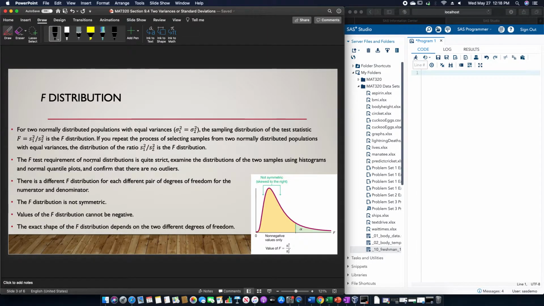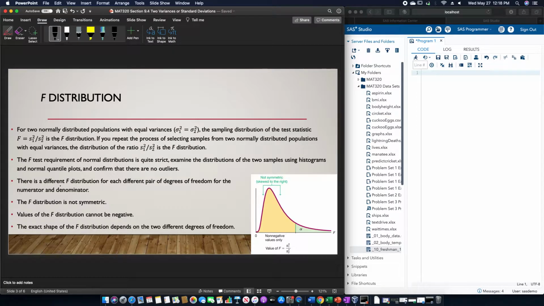The F-test requirement of normal distributions is quite strict. Examine the distributions of the two samples using histograms and normal quantile plots, and confirm that there are no outliers. Otherwise, it is heavily suggested not to use this, since it's a very strict requirement.